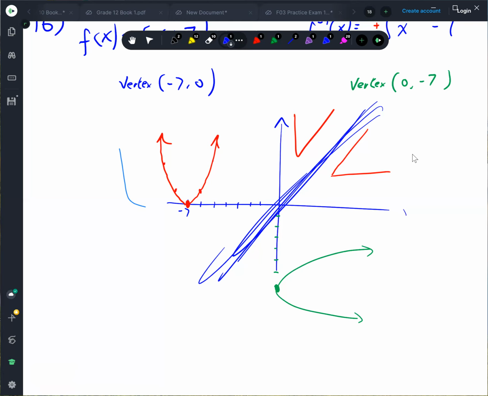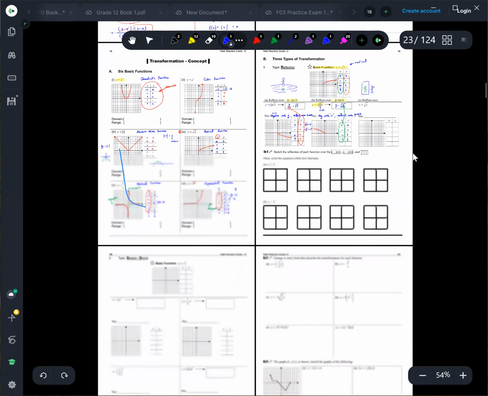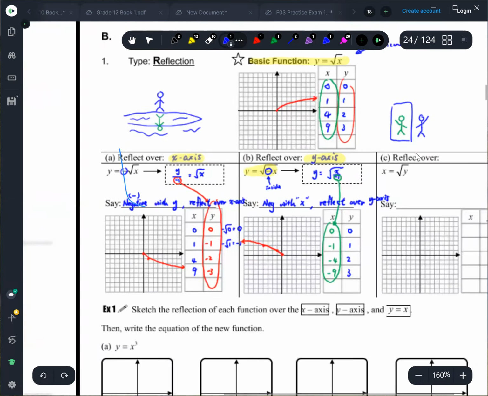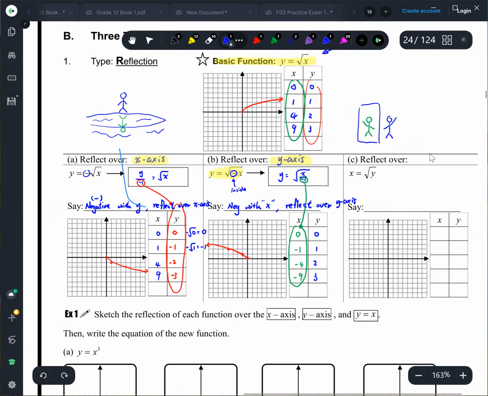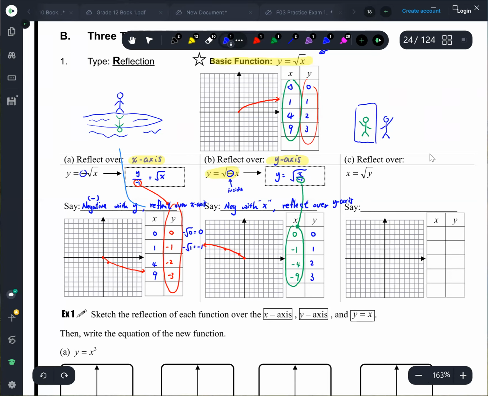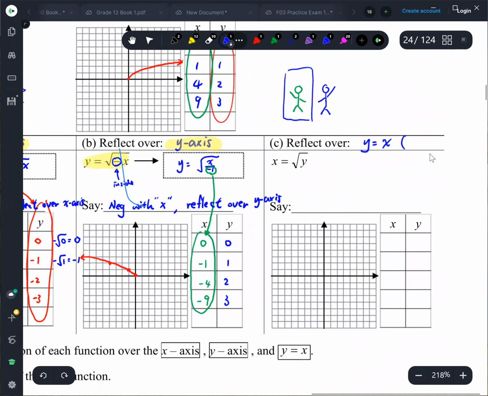Okay, so our questions here, third one. So this one reflect over diagonal, right? But we don't write diagonal line, we need an equation. That line is called y equals x. Okay, you can put a bracket and then write down diagonal.